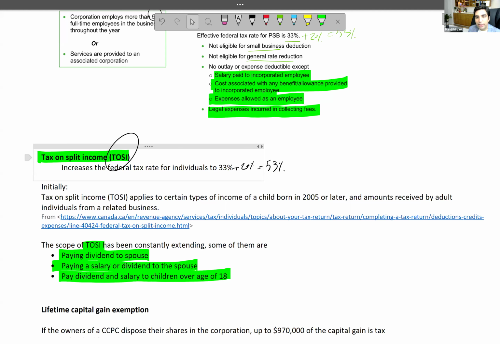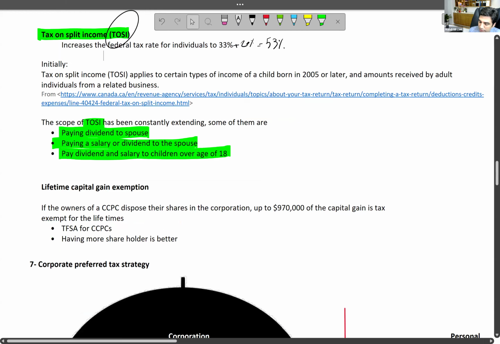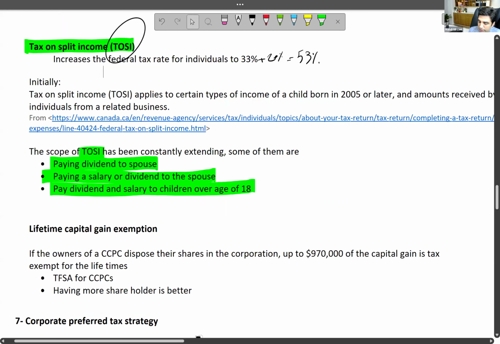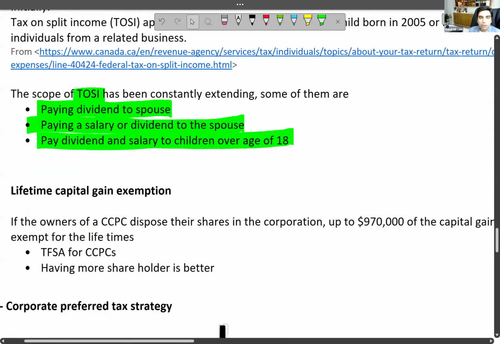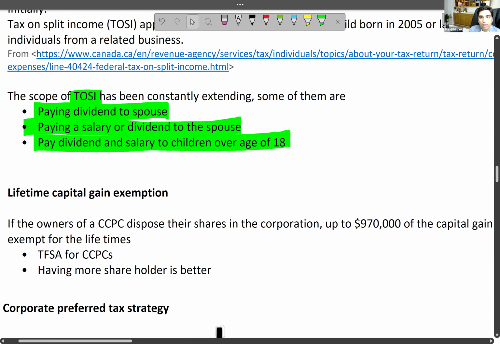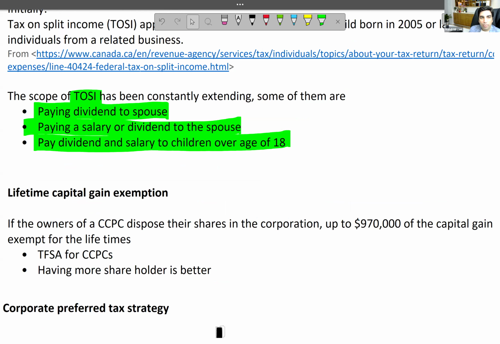So anything else? Any other questions? Is it clear? Wonderful. So the next thing that we want to talk about is a good side of having a corporation. Whenever you own a corporation, you build a business in the corporation.